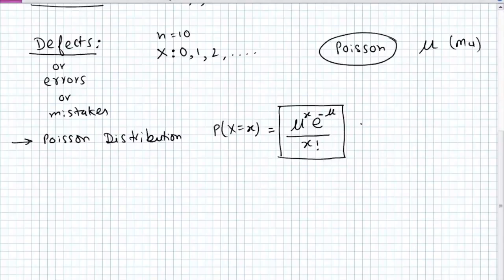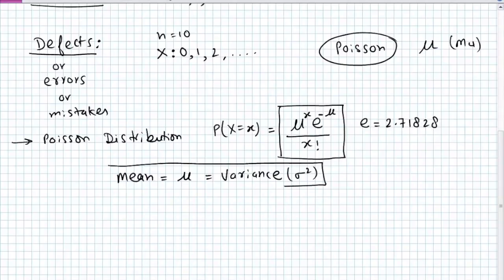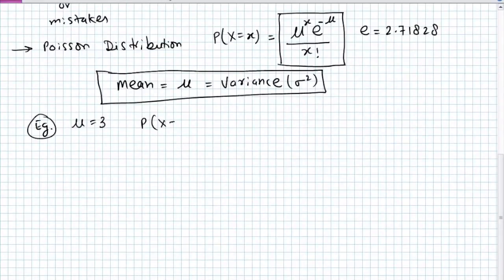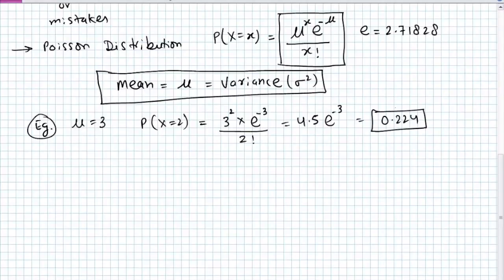So e is a constant and mu, as you know, is the parameter. Now for Poisson distribution, no calculation for variance is needed because it is the same as the mean, mu. Now you can also use an Excel function just like we use for binomial.